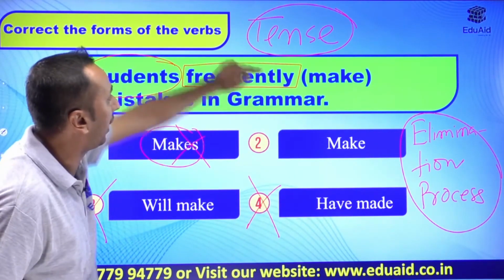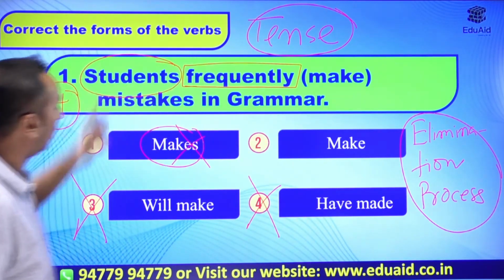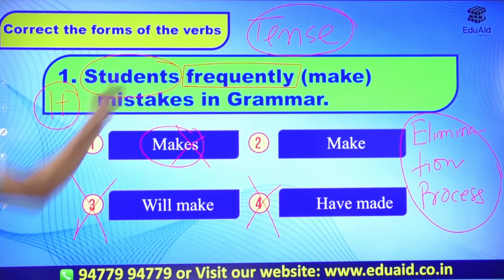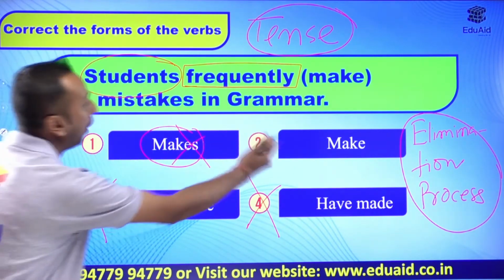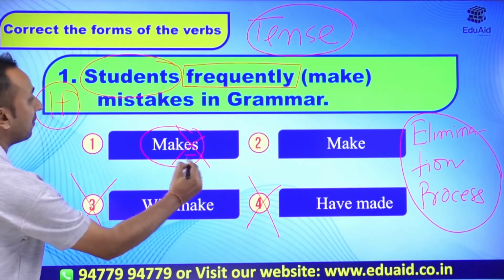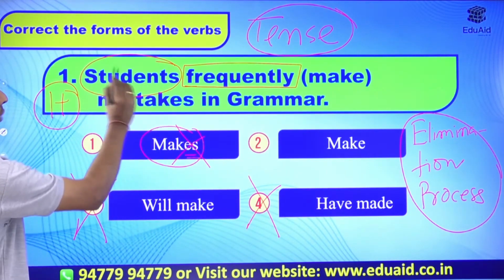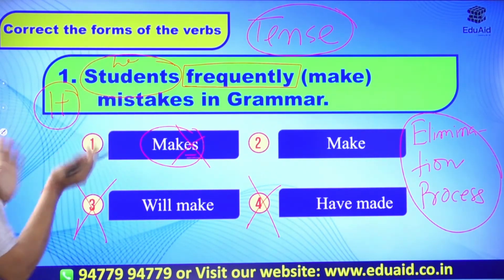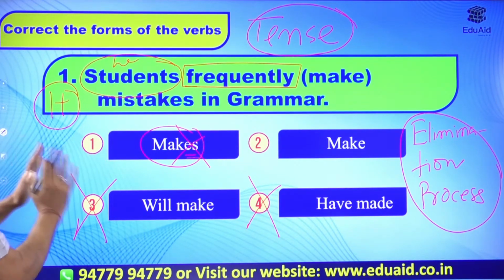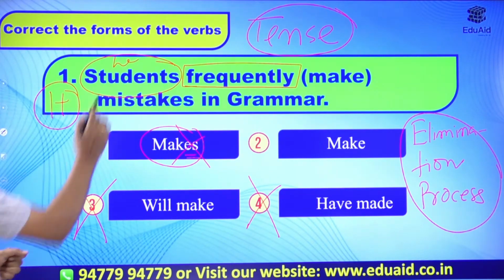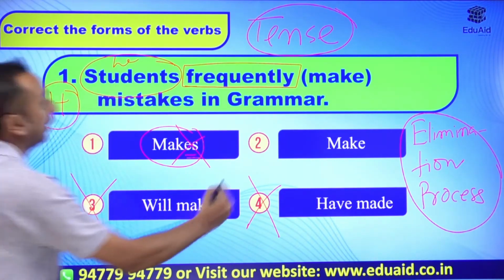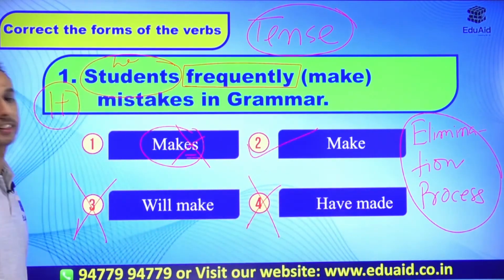Have made cannot work because frequently is there. Will made cannot work because frequently is there. So we have already eliminated those. What remains is options 1 and 2. In one there is makes. If there had been a singular subject like he, she, Rahul, Rohit, Rahim, Karim, then makes would have been right, but students is more than one, so the answer should be the second option.